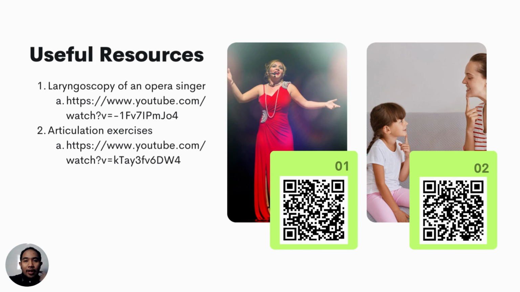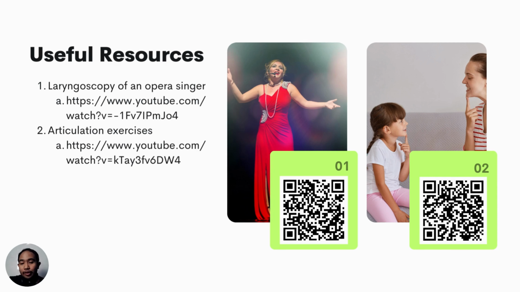So again, we have resources here. In the first video, which is the laryngoscopy of an opera singer, it shows how the vocal cords move as seen in a stroboscope, or an instrument used to check our throats. You can also observe how the vocal cords open and close, or flap, when the pitch and the rate of the sound change.